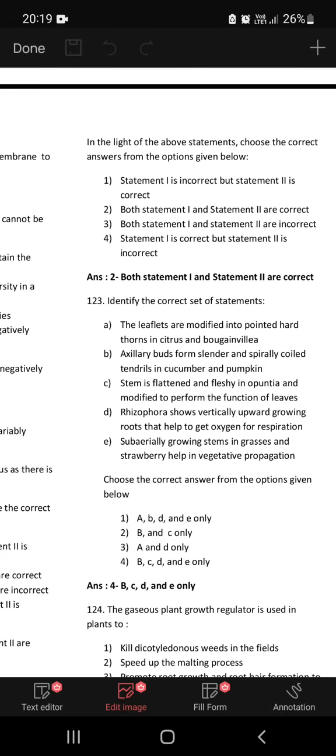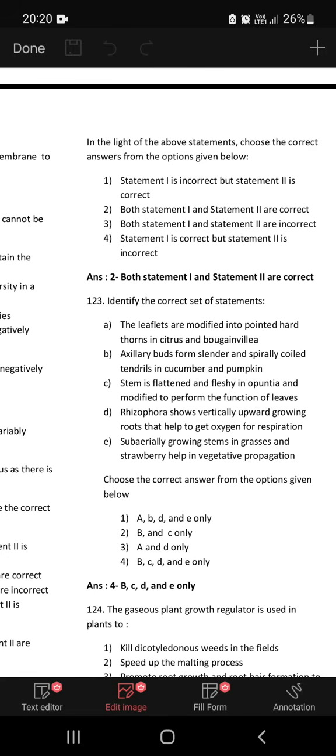The next question is identify the correct set of statements. So again, this is a voluminous question. You can see that the trend last year was to provide voluminous questions where the students are forced to read all the options and they require 1 minute or more to answer them. So the questions were easy, but reading the question is voluminous.